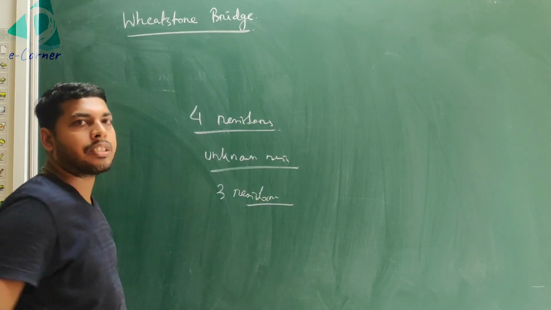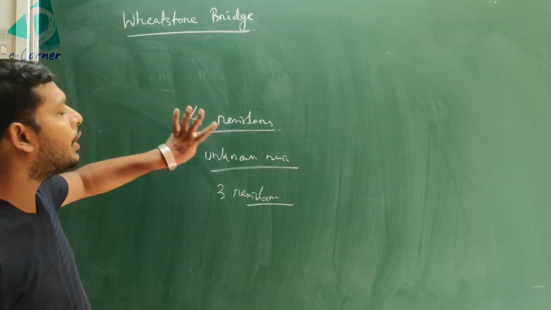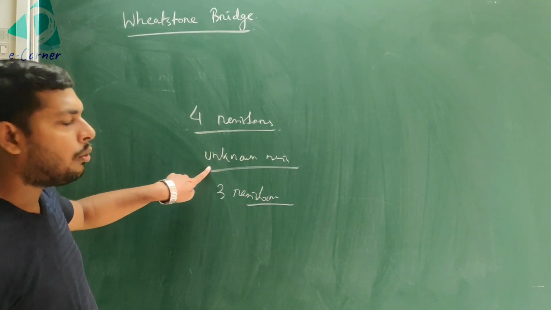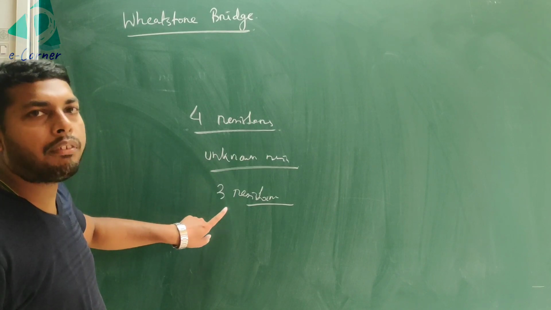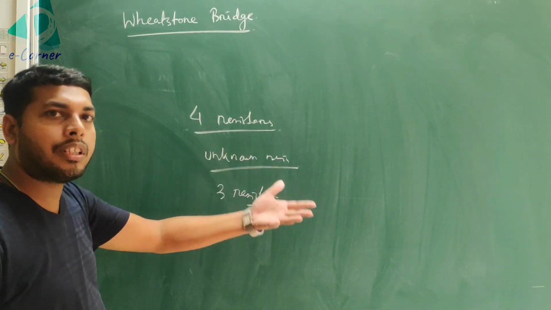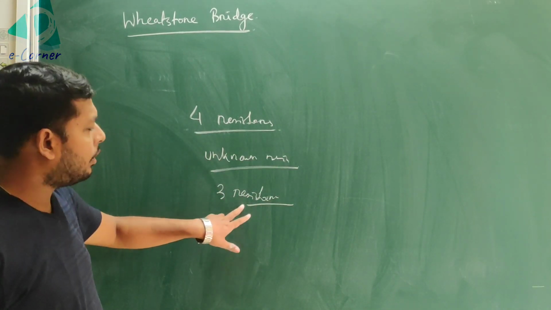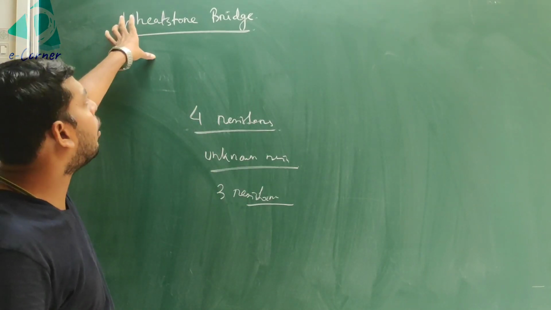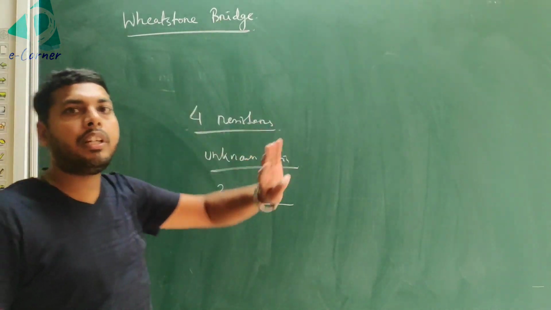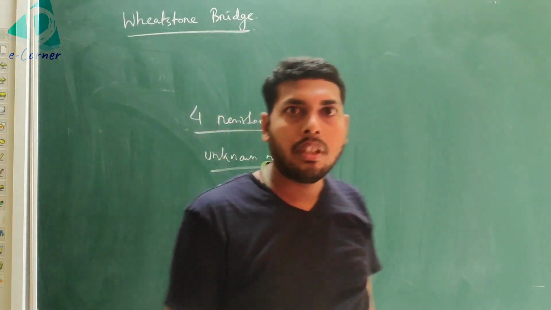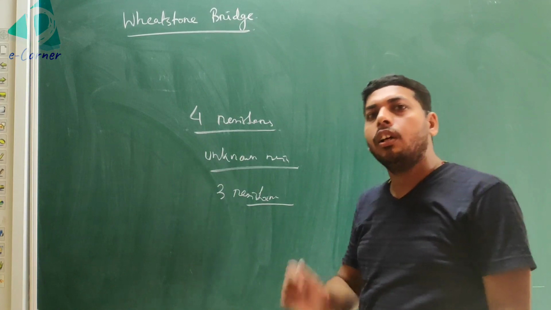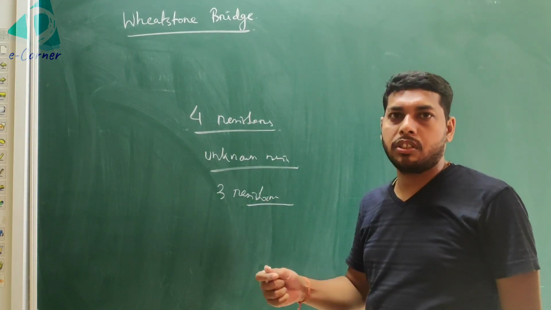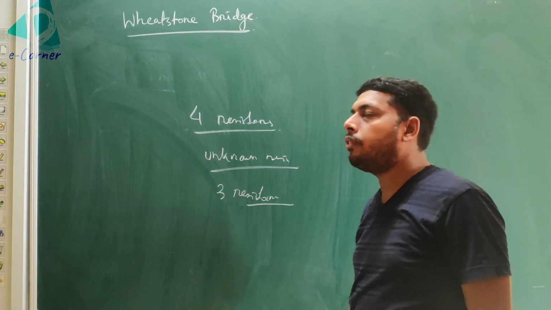How many resistors are there in this? There are 4 resistors, out of which one is unknown, and how will we find it? By using the 3 remaining known resistances. So you can say, or it is the definition of Wheatstone bridge: it is the arrangement of 4 resistances such that we can find the unknown resistance by the remaining 3 known resistances. You can write it by pausing here.